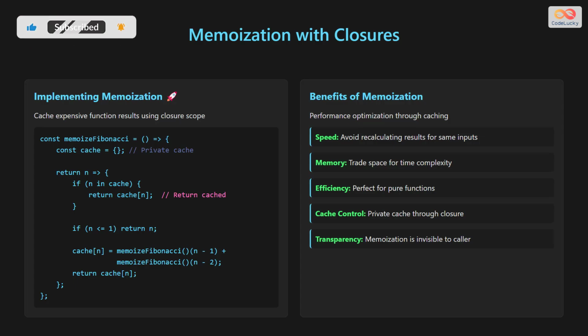This caching approach has many benefits. It improves the speed as the results are not recalculated. It trades space for time complexity. It is most useful with pure functions that have no side effects. Finally, it provides cache control and is invisible to the caller.